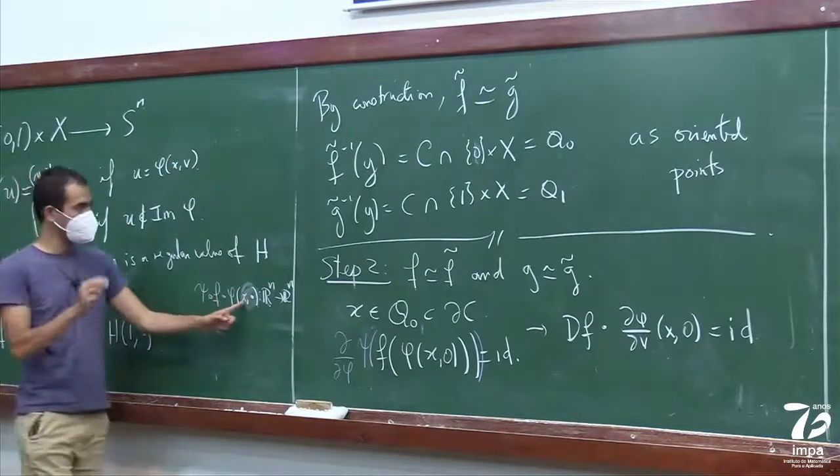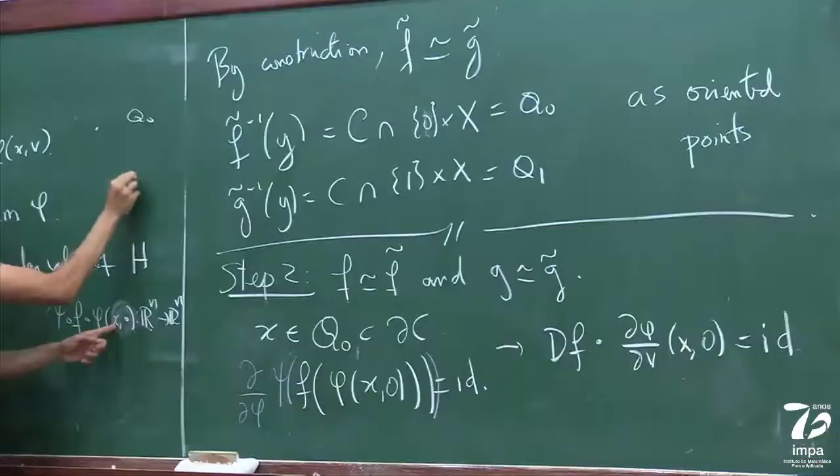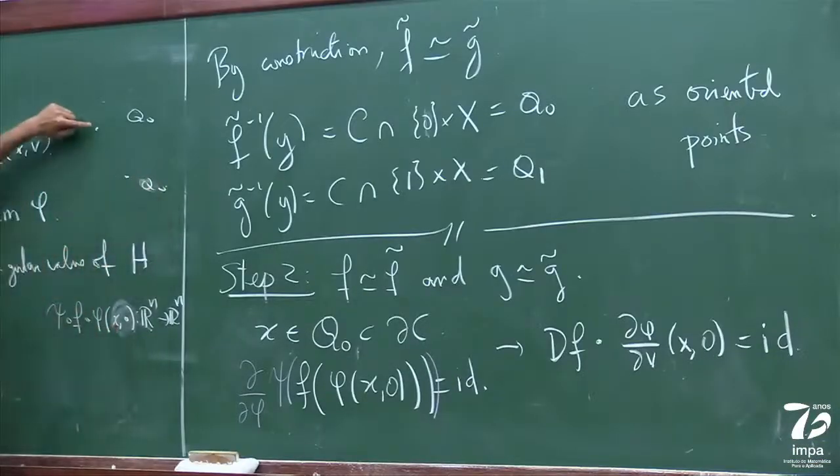Right? So if you fix a point, you think about your Q0, it's a bunch of points. So over here, I can look at this phi, and I can apply f to it, and then I can apply psi that will bring me to Rn. So what I'd like is the derivative of this composition to be the identity. Yes. Okay, so that's the point.